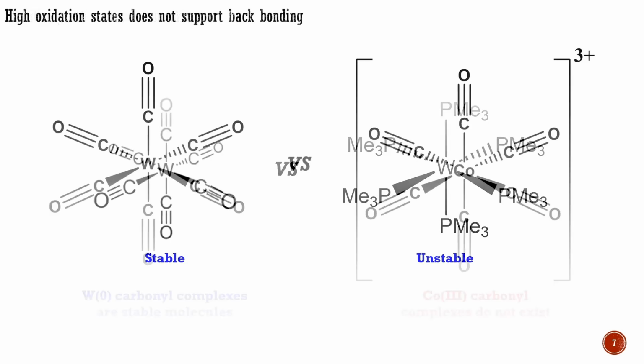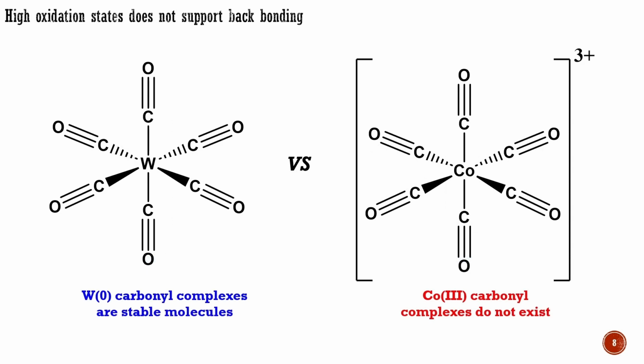air-sensitive. The d orbitals of transition metals are only fully available for back donation in low oxidation states. Although cobalt-3 does have filled d orbitals, they are unavailable for back bonding. Cobalt-3 therefore cannot bind carbon monoxide.